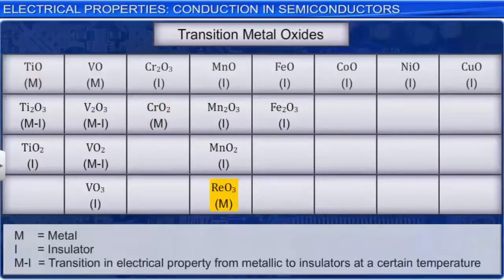Oxides like titanium 4 oxide, vanadium 6 oxide, and many metal 2 oxides behave as insulators. For certain metal oxides like titanium 3 oxide, vanadium 3 oxide, and vanadium 4 oxide, there is a transition in electrical property from metallic to insulators at a certain temperature.